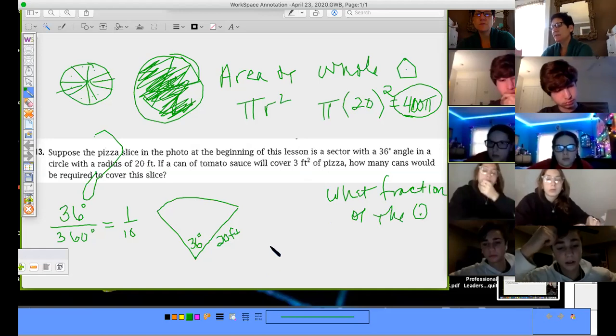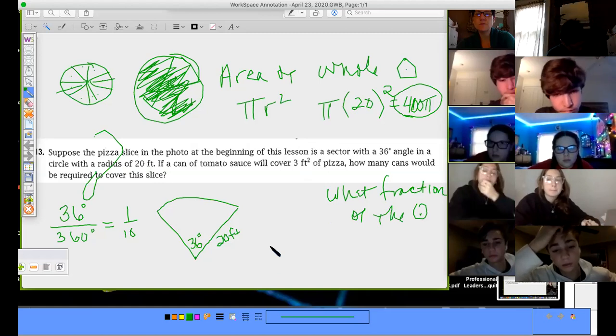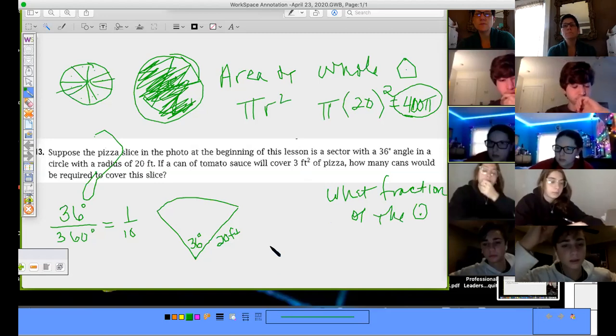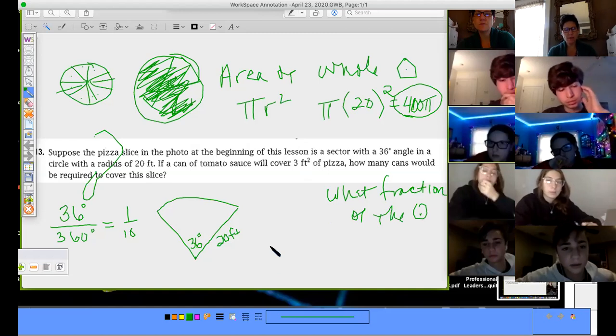Okay. Well, let's establish what we do have. We have the 20 feet for the side length, and the 36 degrees for the center piece. What did we do at the very beginning of the problem? We split it into 10 pieces. No, we didn't split it into 10 pieces initially, but what did we do initially?